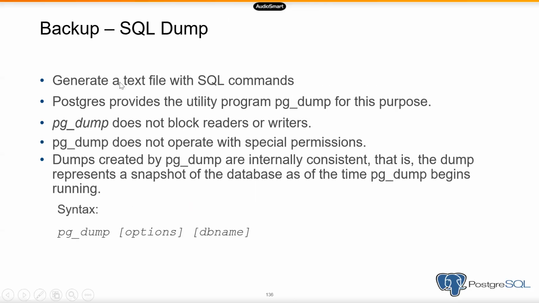So this is SQL dump, which generates a text file with SQL commands. Postgres provides a utility called pg_dump for taking a logical backup. This is not an online backup, this is just a logical backup we are talking about. We have pg_dump and pg_dumpall. pg_dump does not block readers and writers, and does not operate with special permission. pg_dump is a utility which we need to execute from the bash prompt, not inside the Postgres prompt.